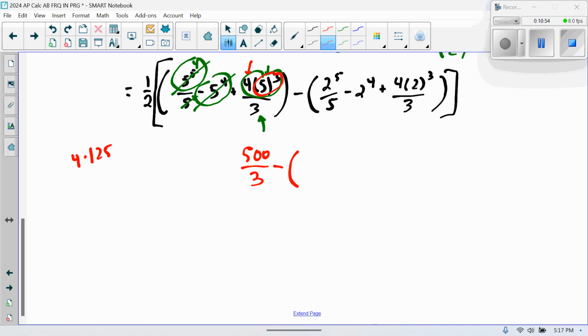Minus, okay, 2 to the power of 5 is 32 over 5. Minus 2 to the 4 is 16. Plus, that's 8 times 4, it's 32 over 3. And don't forget, this is all still times my 1/2. All right, so let's get going.